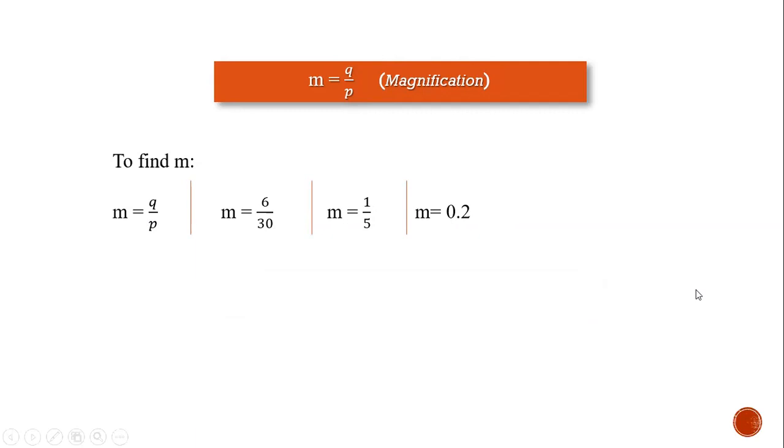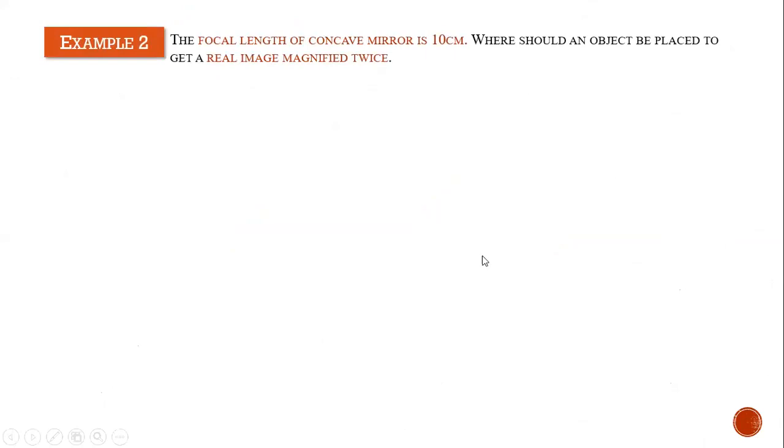Okay, now the next numerical. In the next numerical, the focal length is given as 10 and again it is a concave mirror. Now, where should an object be placed to get a real image magnified twice? Focal length is 10. Where should an object be placed means the object distance has to be found. Again, in this question, the image distance is not given, but the magnification is given.